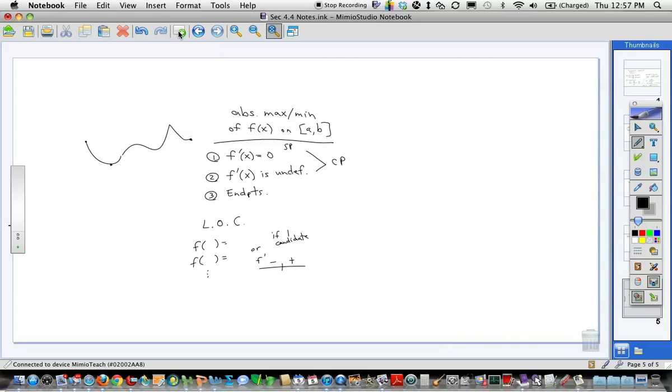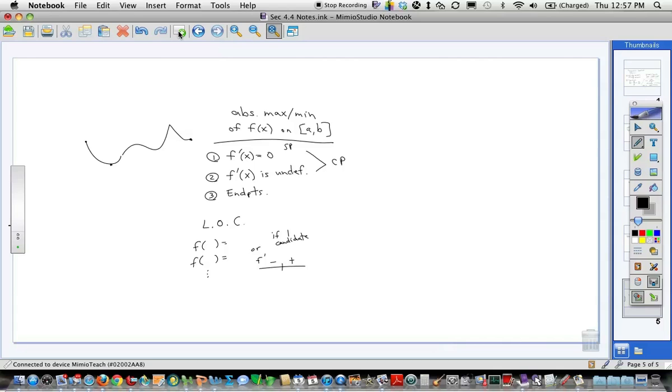Now, how could you only have 1 candidate if there's always 2 endpoints? That's a great question. Sometimes in our chapter 2 stuff, I would give you a function but no endpoints. I would say, what's the global max of this function from negative infinity to infinity? And we wouldn't have endpoints. So that would be one possibility. And the derivative might never be undefined, and that's how you could only have one.